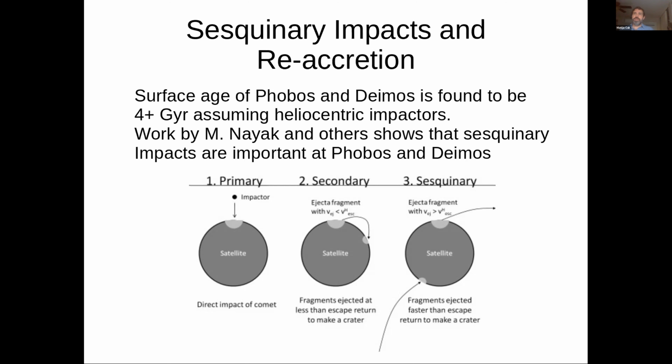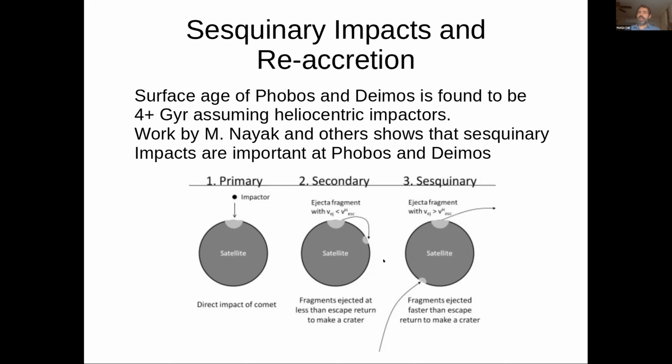So for non-planetary people, this might be esoteric, but the impacts on planetary bodies are divided into primary. That's simple. You have an asteroid hitting a planet or a satellite. Then you have secondaries. That is when material ejected from a primary impact goes on a suborbital, ballistic trajectory and hits the same body from which it started. You see this on the moon all the time. Around huge craters on the moon, you have splats of material that were ejected and fell back.